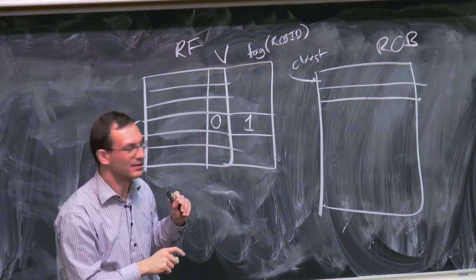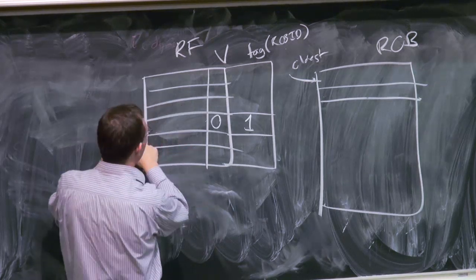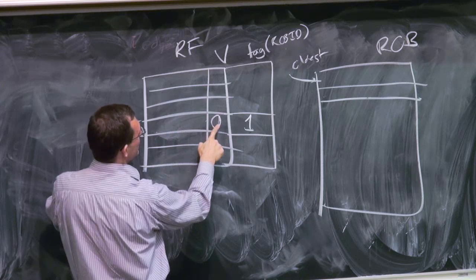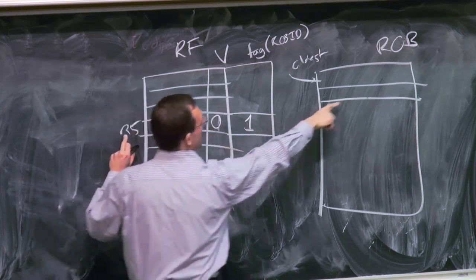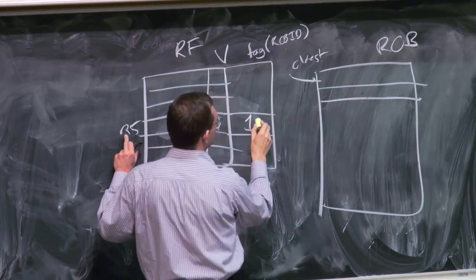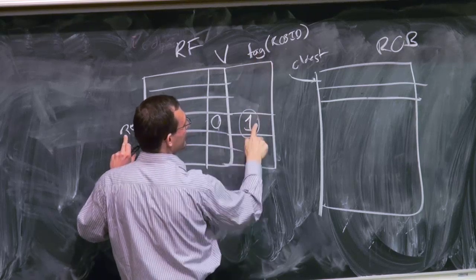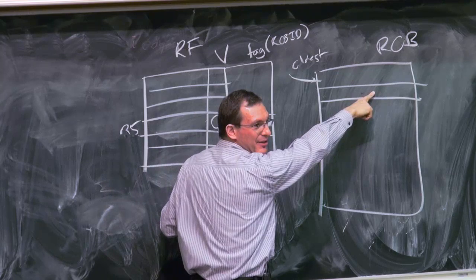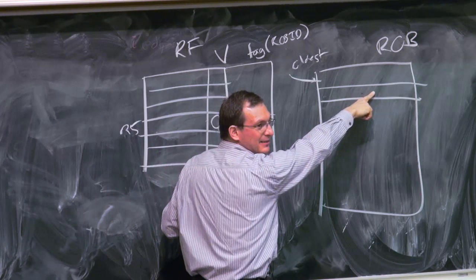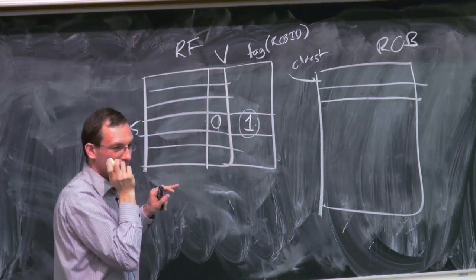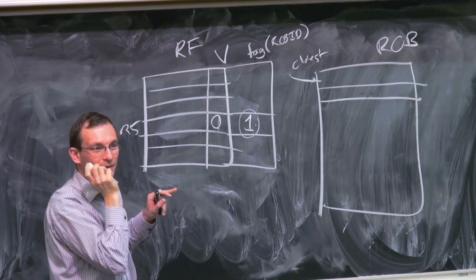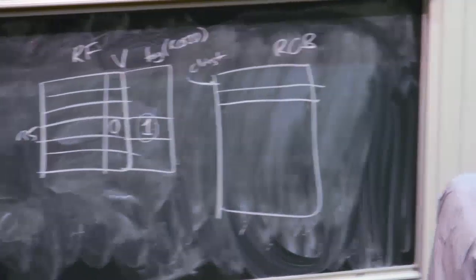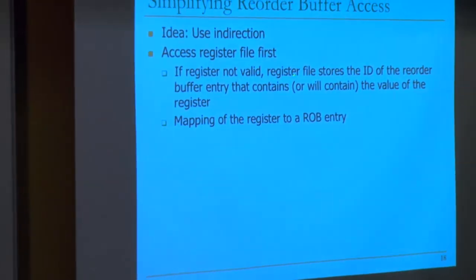Make sense? So now, if the R5 value is not in the register file, if the valid bit is 0, we can look up the reorder buffer entry that's indicated by the tag and check if the value is actually there. If the value is there, then we know that we can get that value, right? Is this clear? It's simple, again. We've used indirection now, right?